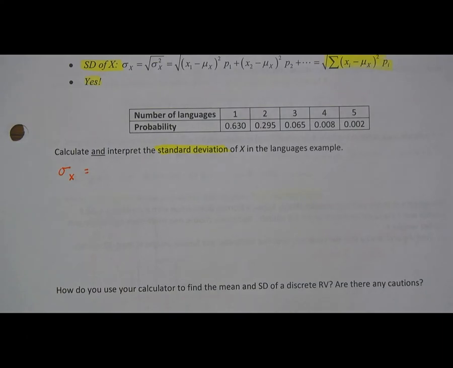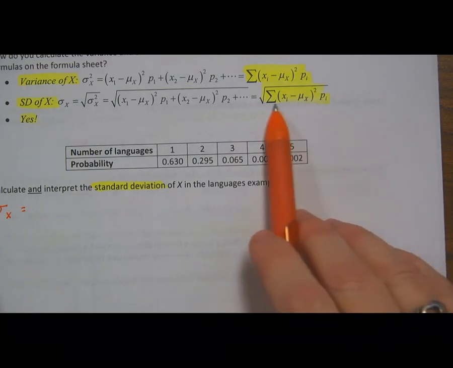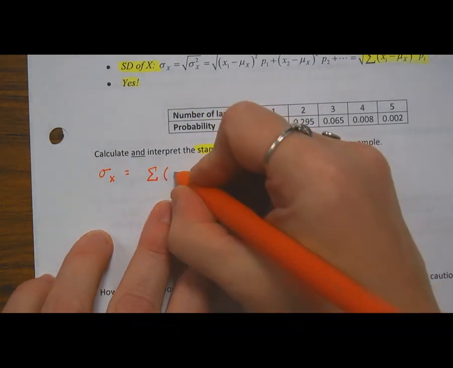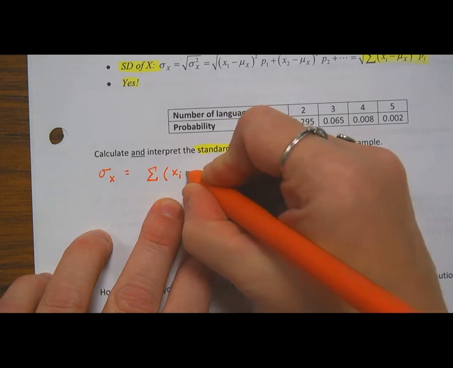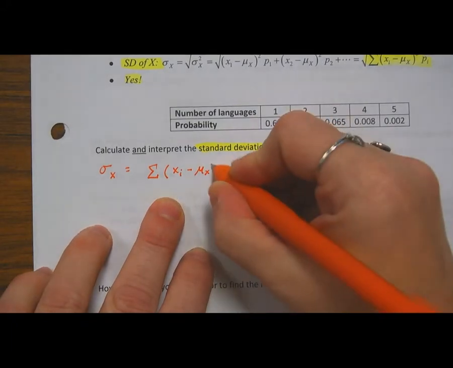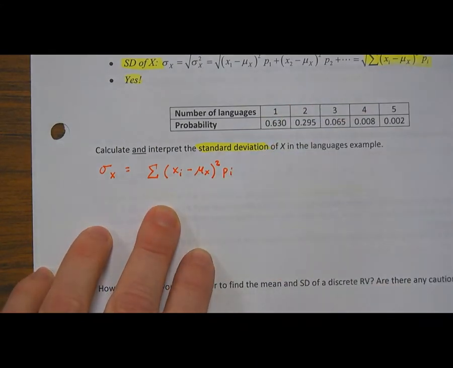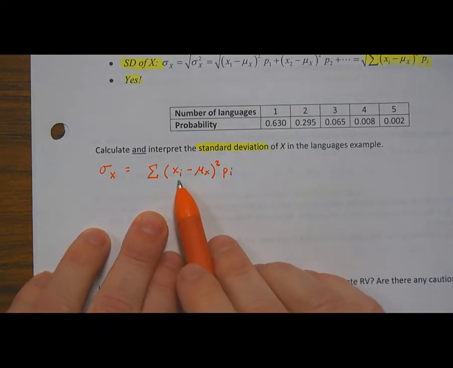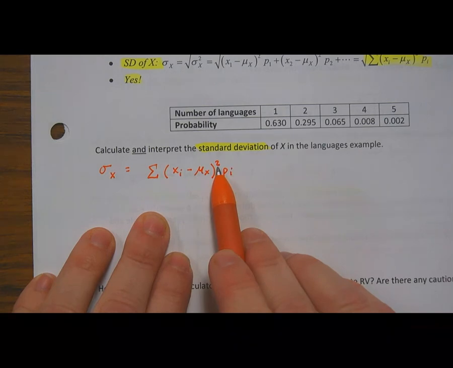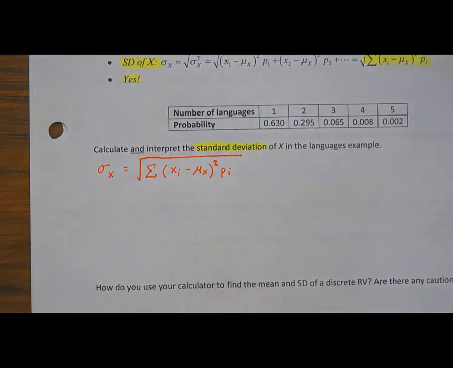We have to take this formula right here. I'm going to copy that formula down so we can see that it's really not that scary. We have to find the sum of each value, how far away each value is from the mean. And then we're going to square that, and we're going to multiply it by its probability. So every single value minus the mean, that deviation, we're going to square it, multiply it by the probability, add all those together, and then take the square root.